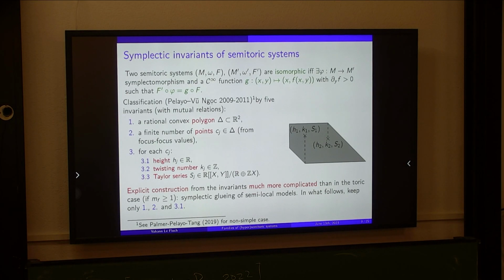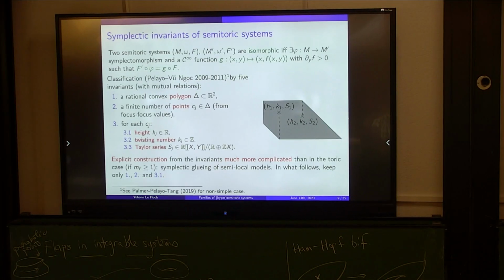I want to tell you a bit about the symplectic invariance of semitoric systems. A lot of you already know, but for those who don't: there's a complete classification due to San and Alvaro Pelayo about 15 years ago. It's based on a certain number of invariants that are not independent, but for the sake of the presentation, it's easier to say 5 invariants.